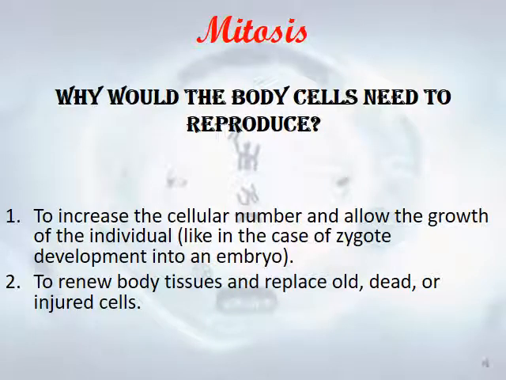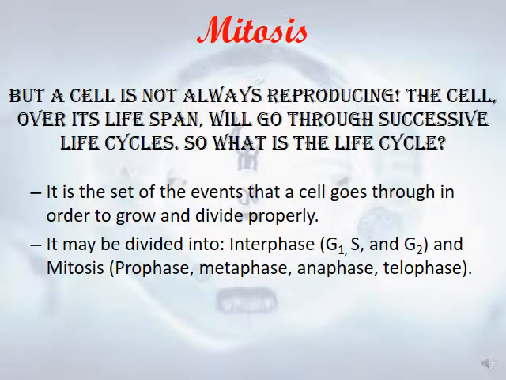Why would the body cells need to reproduce? First, they need to increase the cellular number and to allow the growth of the individual. Example, the case of the zygote developing into an embryo. Second, to renew the body tissues and replace the old, dead or injured cells with new cells.